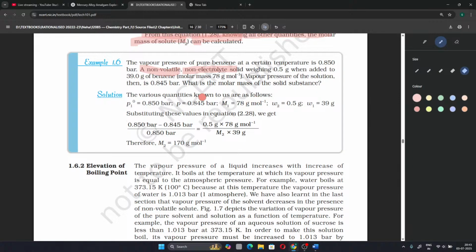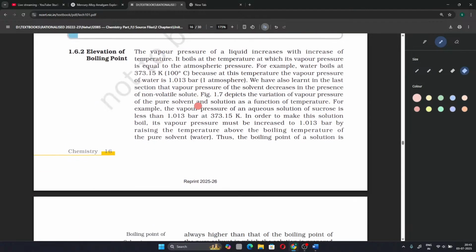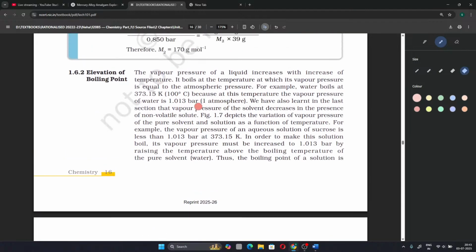Various quantities known to us are as follows. P1⁰ equals this, okay. Then substitute in the above equation: direct formula, direct substitution, direct answer.